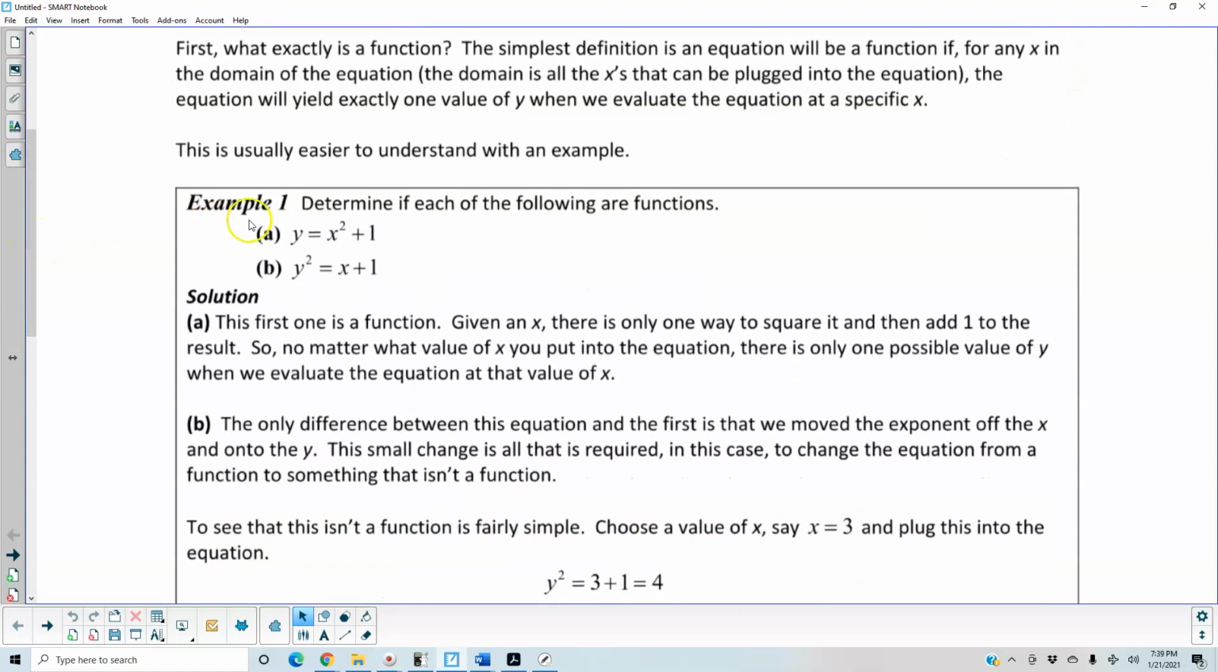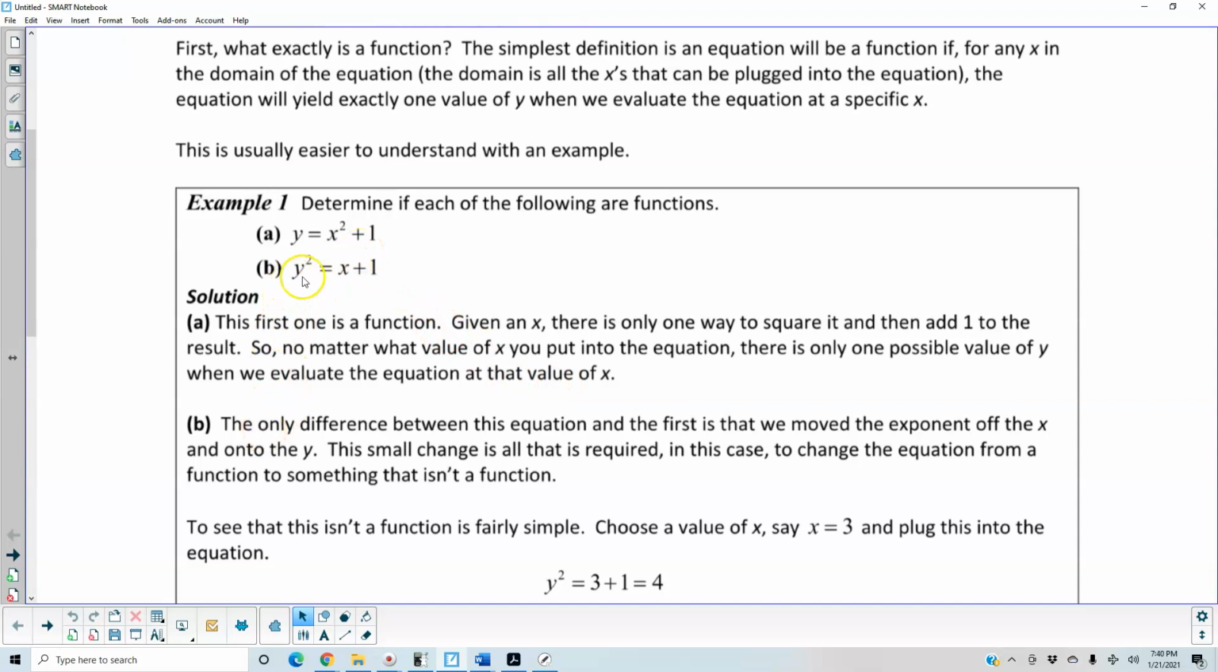So for example 1, it says determine if each of the following are functions. The first one is y is equal to x squared plus 1. This first one is a function. Given an x, there is only one way to square it and then add 1 to the result. So no matter what value of x you put into the equation, there is only one possible value of y when we evaluate the equation at the value of x.